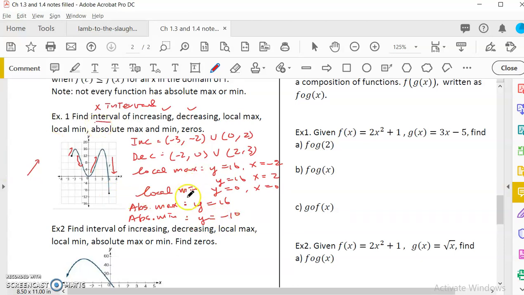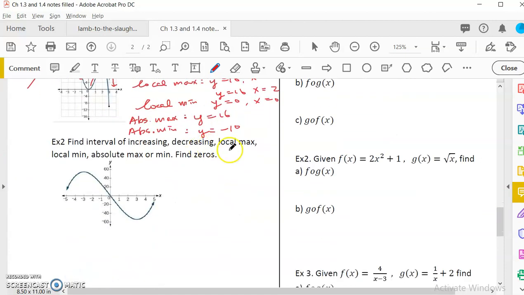When we talk about maximum and minimum, it's about the y value. When we talk about increasing and decreasing, it's about the x value intervals. So, another example: the interval of increasing. When it's increasing, I'll go along this side, but there is an arrow here, so it'll be negative infinity.